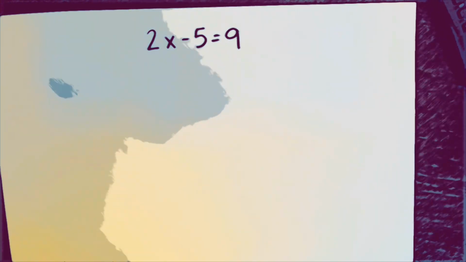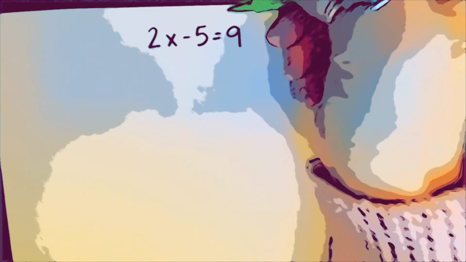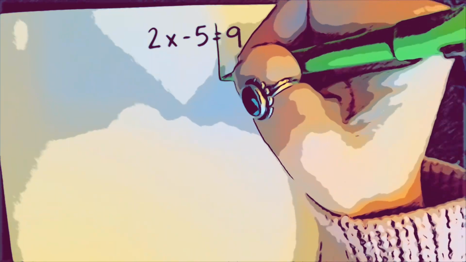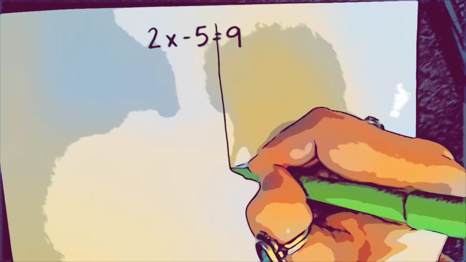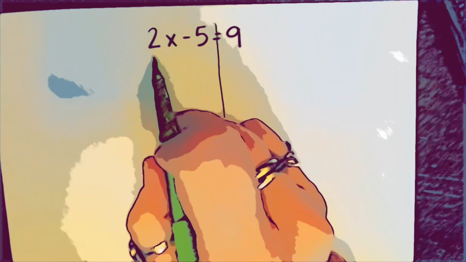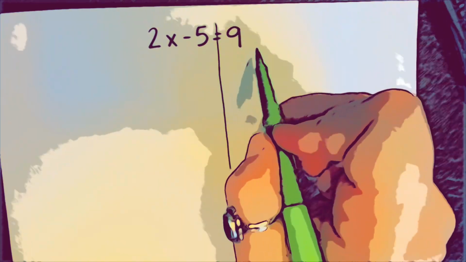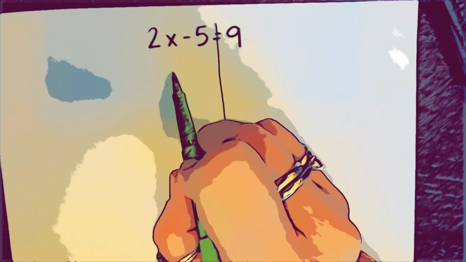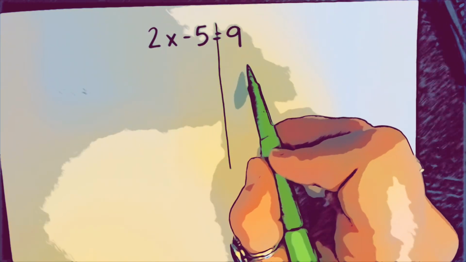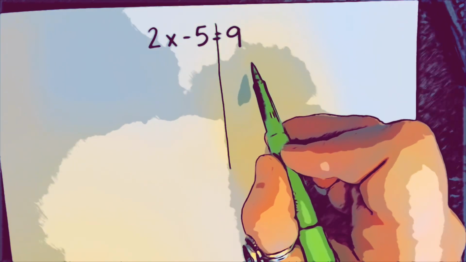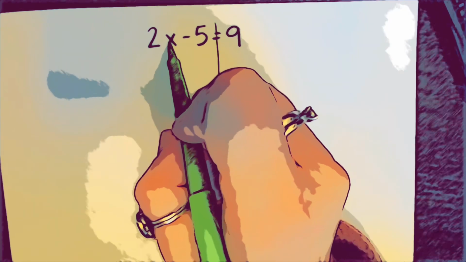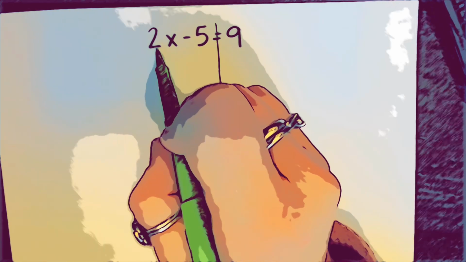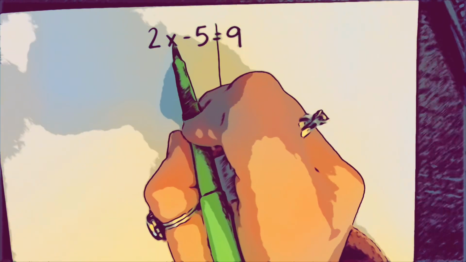Okay, so we have 2x minus 5 equals 9. And the first thing I like to do before I get started is I draw my line down the equal sign, because we have to remember that this whole side is equal to this whole side. And whatever I do on this side to get x alone, I also need to do on the other side. So we have x. X is being multiplied by 2, and our goal is to get x alone.